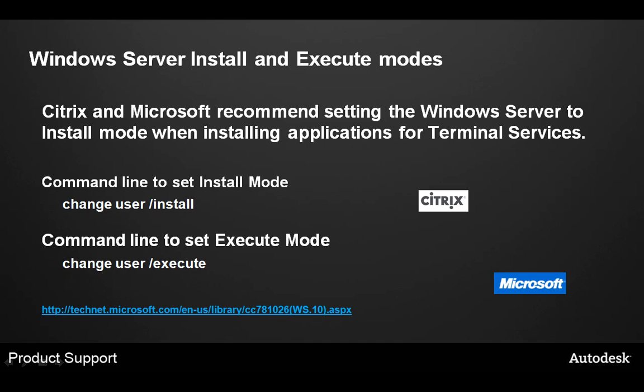If you choose to do this, you can enable the install mode from the command line by typing change space user space /install. And when you are done and completed the installation of applications, you can switch back to execute mode by typing change space user space /execute. As Microsoft and Citrix recommend this, we do consider it a best practice to enable these modes.